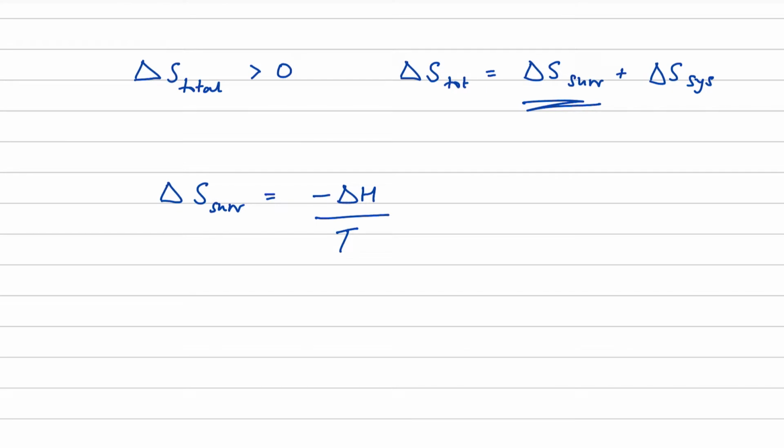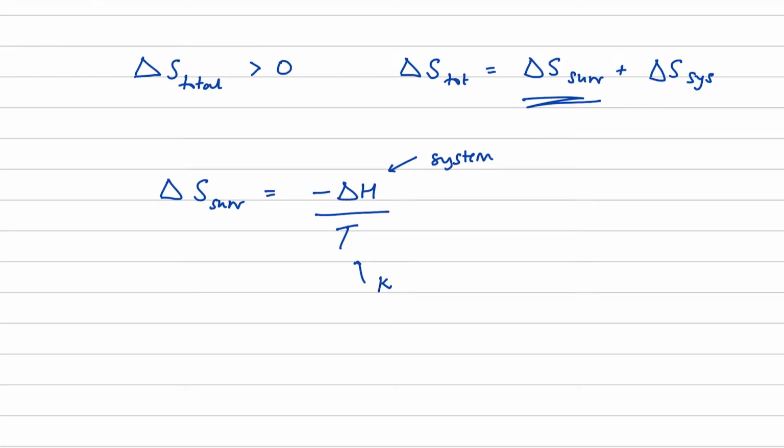So to calculate the entropy change of the surroundings, we need to know the enthalpy change for our reaction, for our system. Because if we think about an exothermic reaction, that releases energy. Where does that energy go? Into the surroundings, and it will increase the entropy of the surroundings. And we also need to know the temperature. Temperature is in Kelvin, and we are always making the assumption that the temperature of our reaction is the same as the temperature of the surroundings.